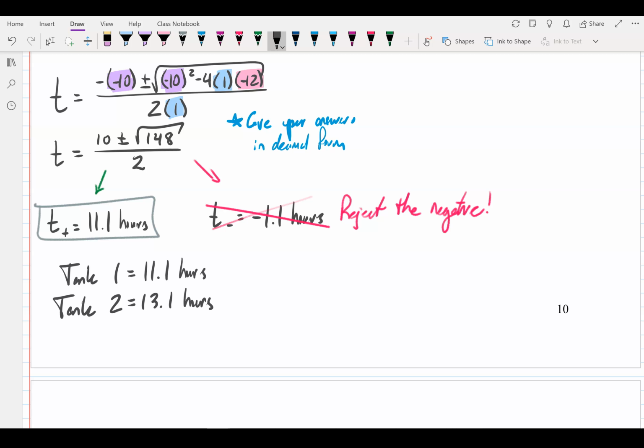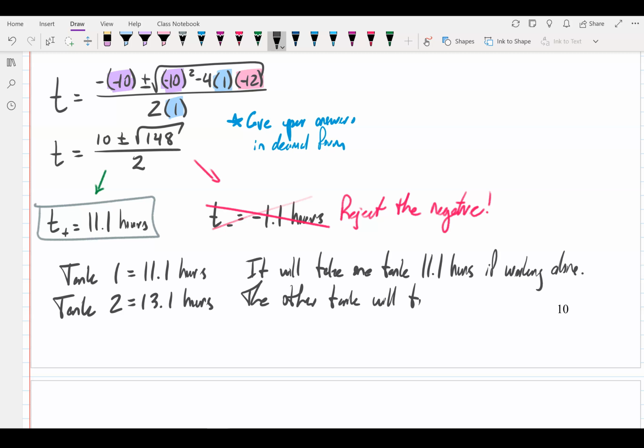And written out in words, it will take one tank 11.1 hours working alone, and the other 13.1 hours. And the reason I got 13.1 is it's the other time plus 2 hours. Okay, that's how you do this question.